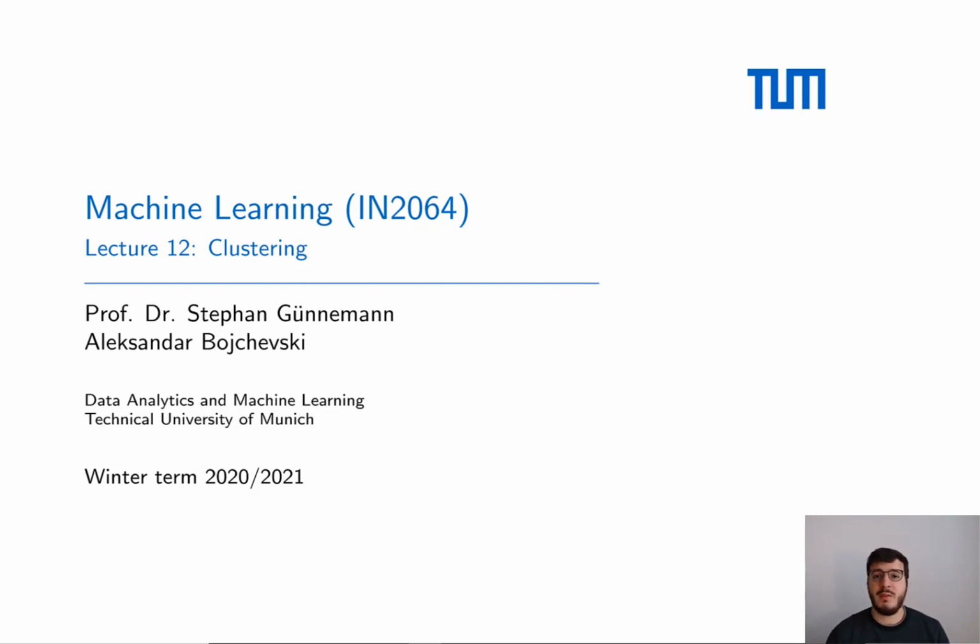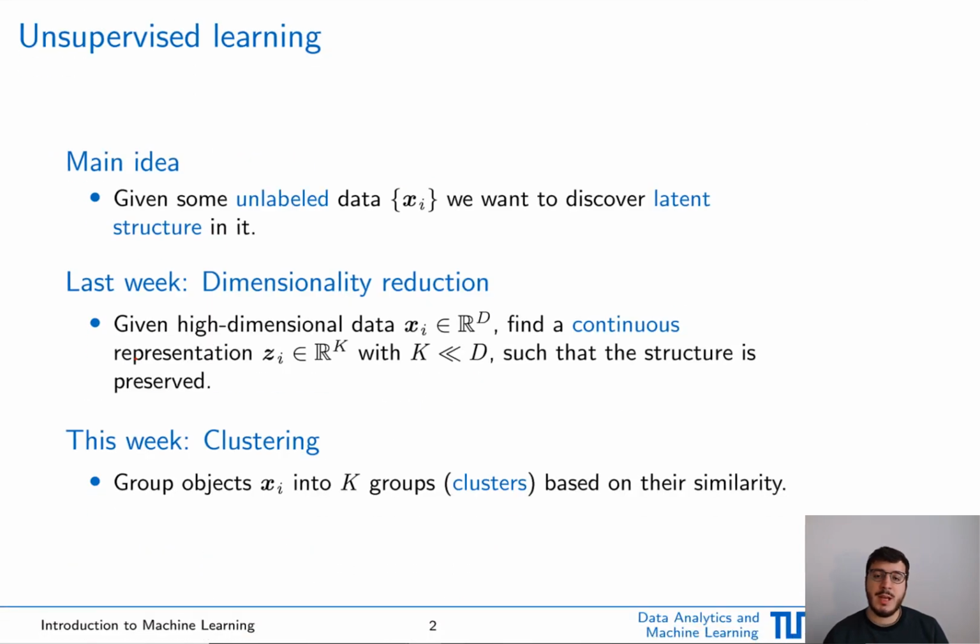Clustering is an unsupervised learning problem, which means that we're given access to an unlabeled dataset and we're trying to uncover the latent or hidden structure within the data. In clustering, the latent structure is exactly finding these groups of instances which are somehow similar to each other.